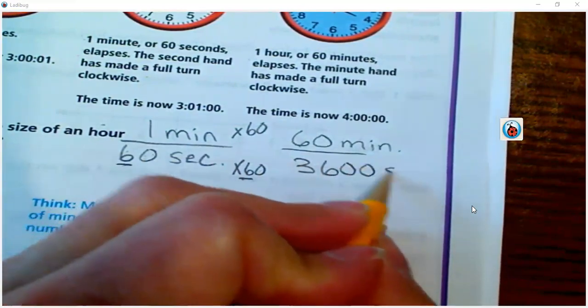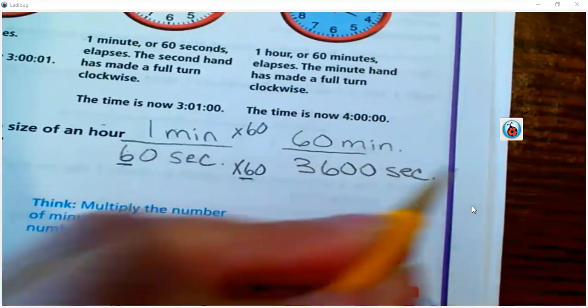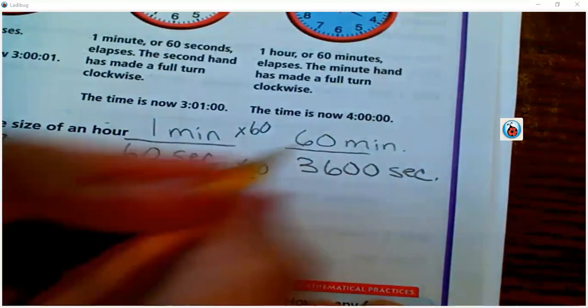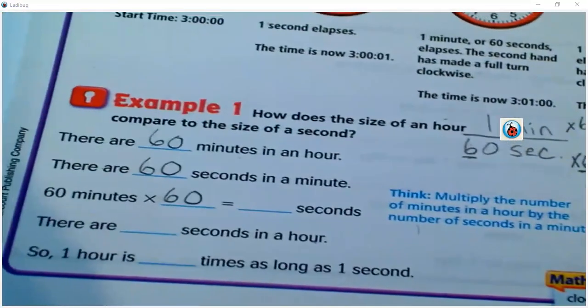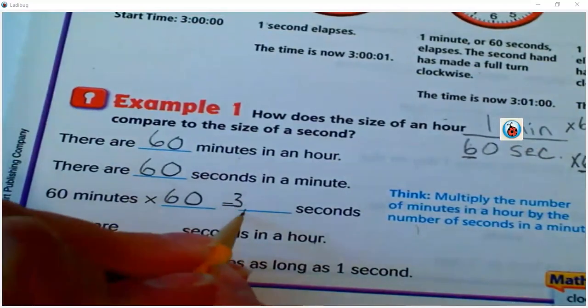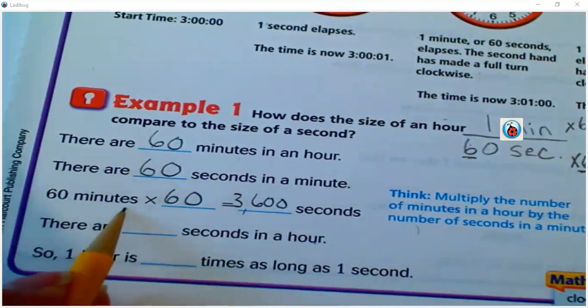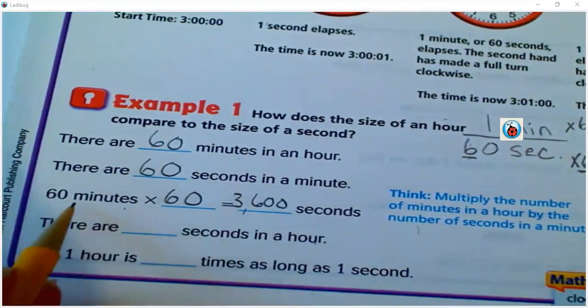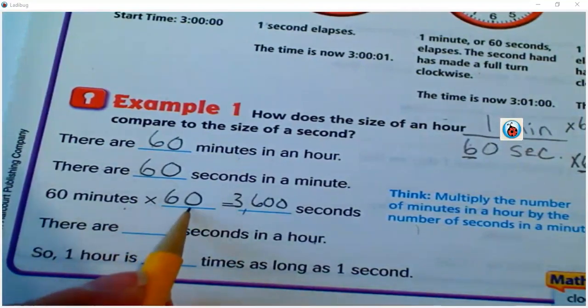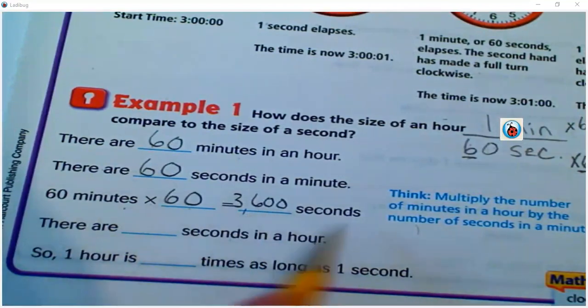And that would be how many seconds we will have gone. So it's 3,600 seconds. We'll go back over here and write it in here, 3,600 seconds. So 60 minutes times 60 seconds in a minute is 3,600 seconds.